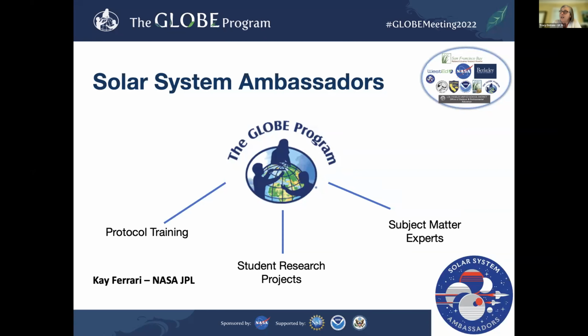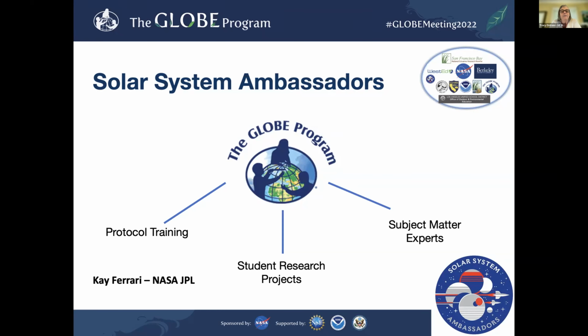They're retired scientists or teachers, TV personalities, believe it or not. We have some meteorologists in California that are Solar System Ambassadors. But really, they're a group of individuals that are really passionate about supporting STEM education in any way they can. And Kay Ferrari at NASA JPL is the person in charge of this group.